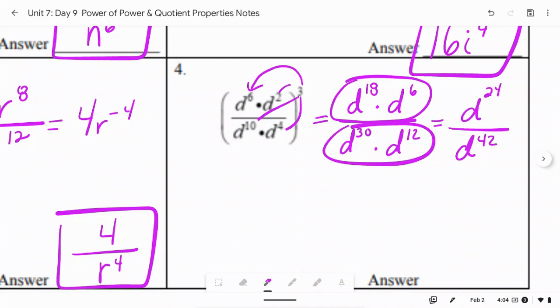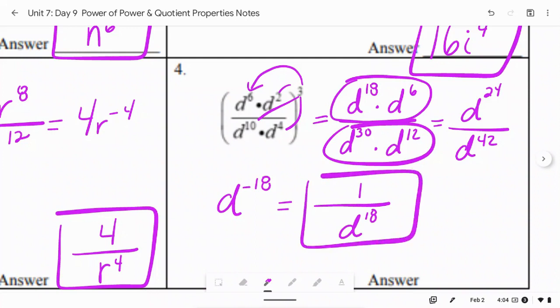And then it becomes a division problem, so we're going to subtract our exponents. So 24 minus 42 is d to the negative 18th power. And we can't leave our answer like this. So we need to bring d into the denominator to make it a positive 18. And if there's nothing in the numerator, we're just going to put a 1 there.